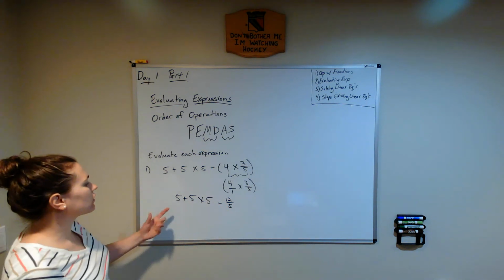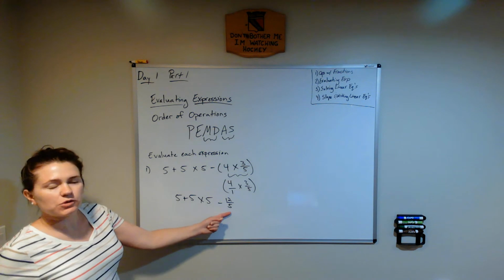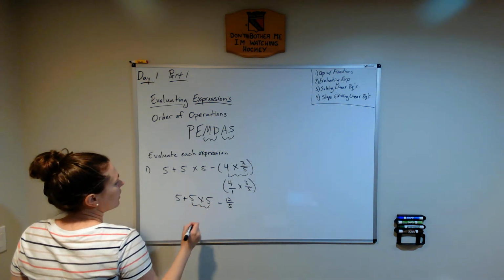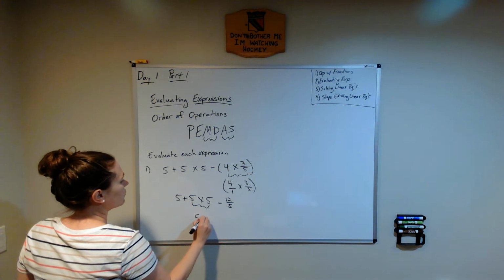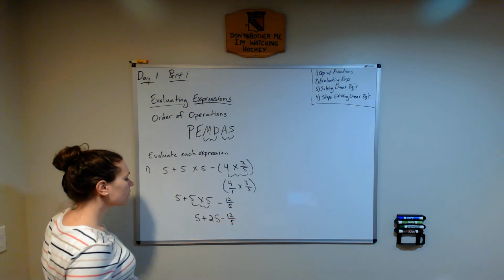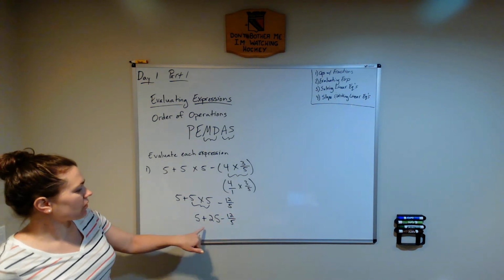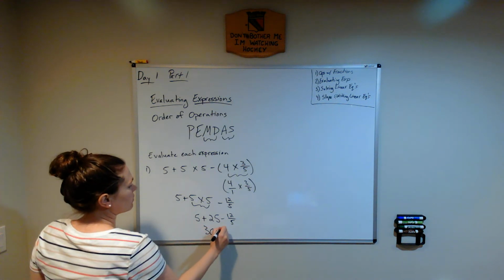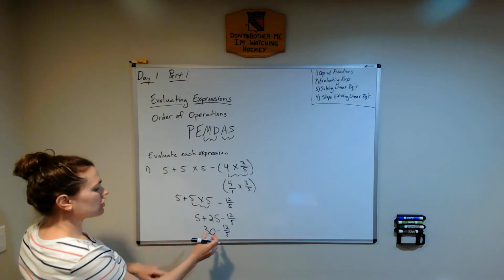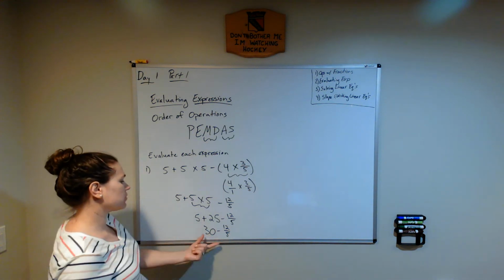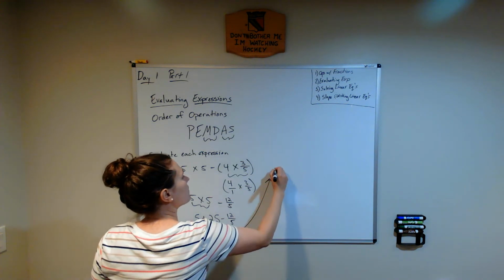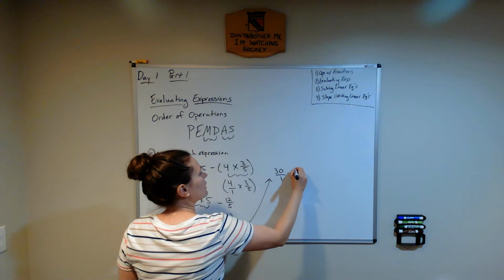So now we have to look: no parentheses, no exponents, so now we look left to right for multiplication, right here, 5 times 5, that's going to be 25, so this is 5 plus 25 minus 12/5. So left to right, that's going to be 30 minus 12/5. And now we have to make 30 a fraction so that we can put these two together. We have to subtract. We need to evaluate this, see what this comes out to. So this is going to become 30 over 1 minus 12/5.